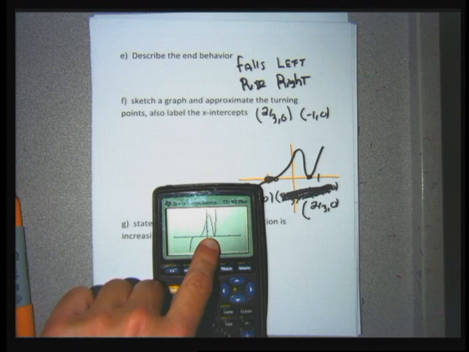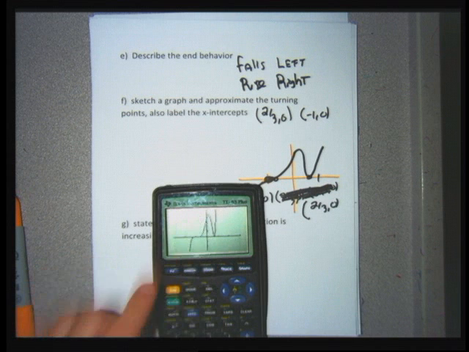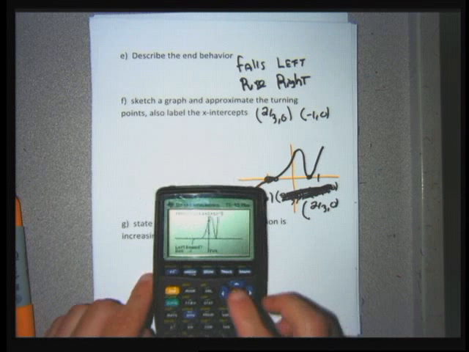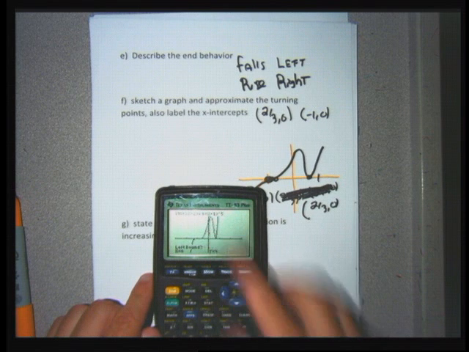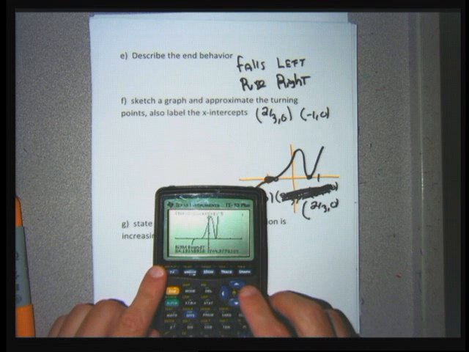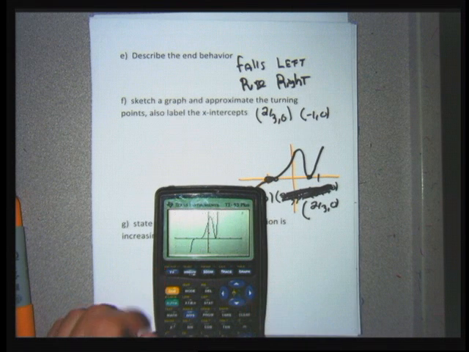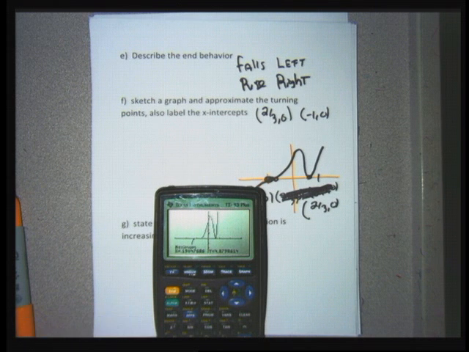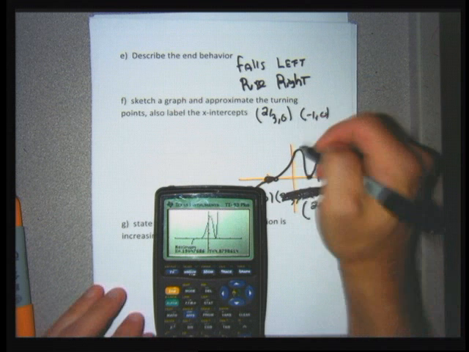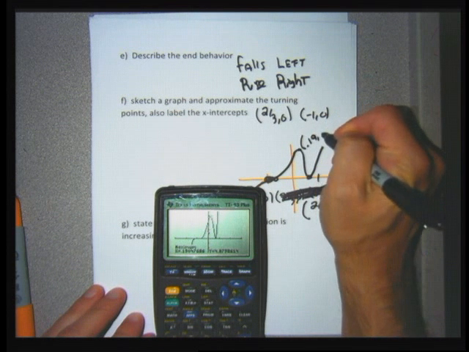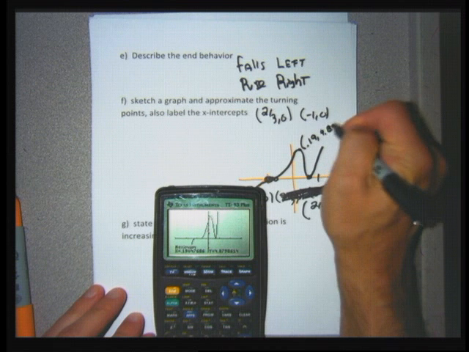There's 2 turning points, and that turning point I'm going to get by going second calc, going to the maximum feature. I trace to the left of where the high point is and hit enter, trace to the right of the high point and hit enter, and then get as close as I can to the high point and hit enter. And my calculator tells me this is 0.19, 4.88, and I'm just rounding to 2 decimals again. So I'm estimating this turning point to be 0.19, 4.88.